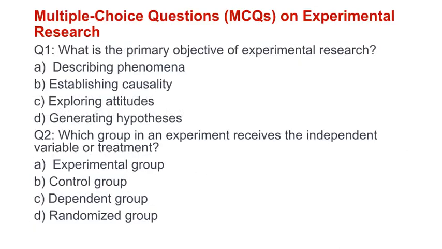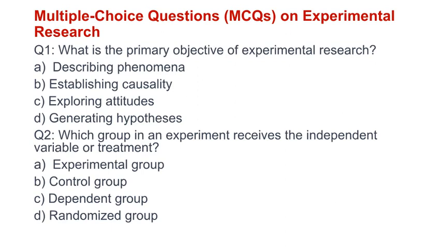Dear viewer, let us solve some important multiple-choice questions from the presentation. Question 1 is, what is the primary objective of experimental research? A. Describing phenomena. B. Establishing causality. C. Exploring attitudes. D. Generating hypotheses. Correct answer is B. Establishing causality.